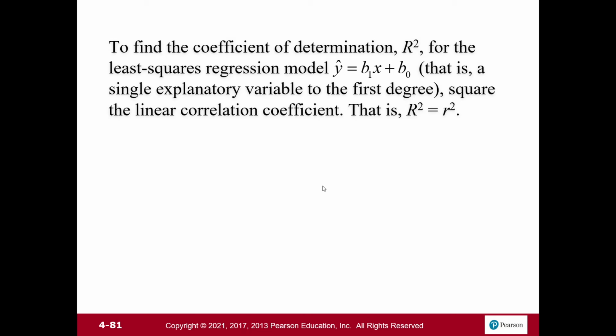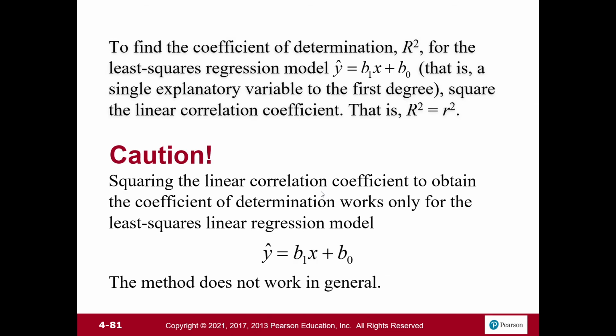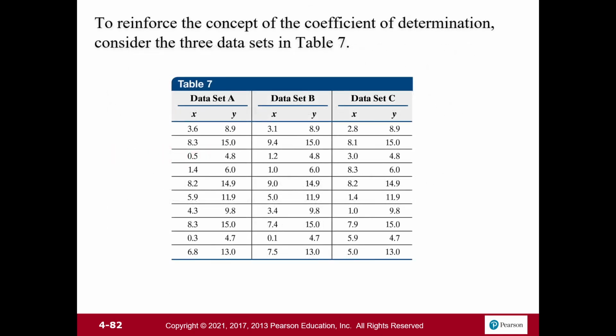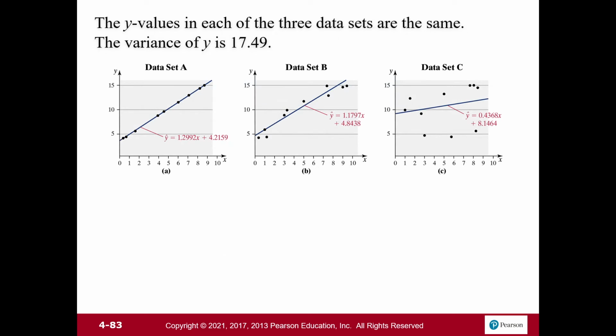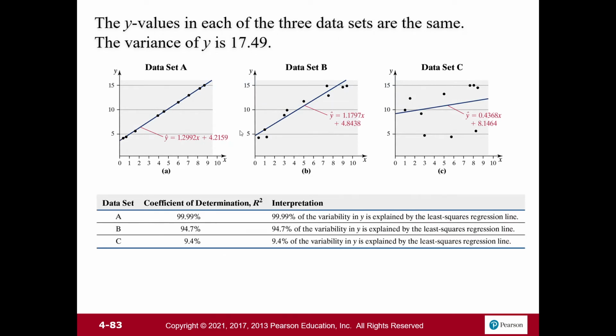So we're literally just squaring R. And the software usually will give you this correlation coefficient. Here's an example of what it looks like to have a very high R squared in A. As you can see, that's nearly 100%. And B, 94.7% of the variability in Y is explained by the least squares regression line.